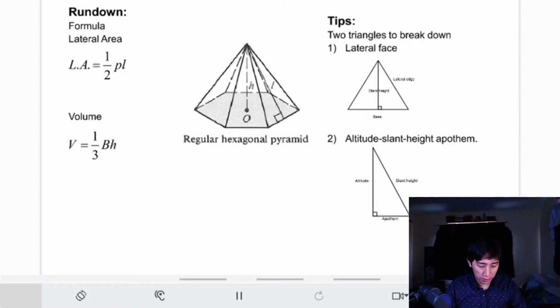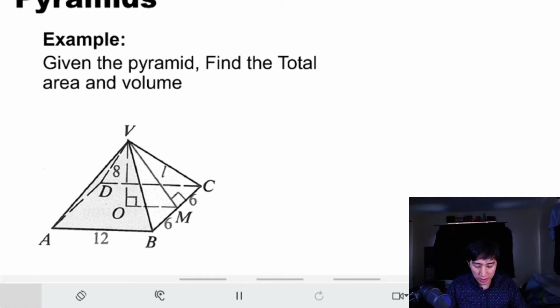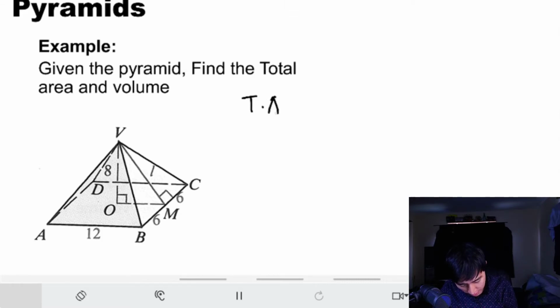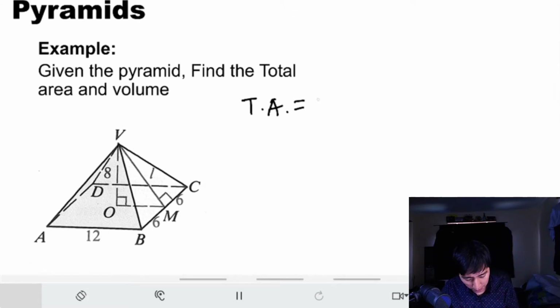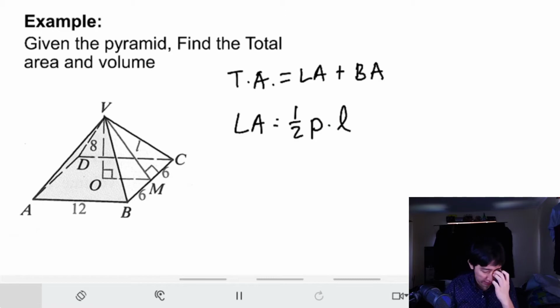Okay, now that you have all of the major parts, let's go over a quick practice problem. Given the pyramid, find the total area and volume. Now if you remember, total area is going to be equal to lateral area plus base area. In order to find the lateral area, which equals 1/2 of perimeter times slant height, we have to find this slant height. So we're going to look right over here. We have a lot of good information there. So let's break this down.